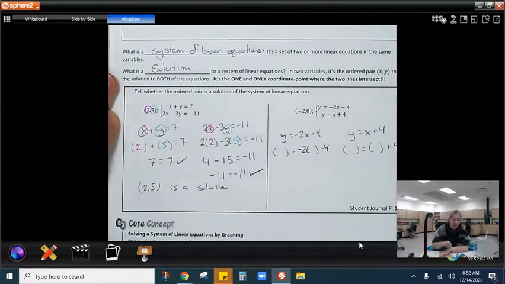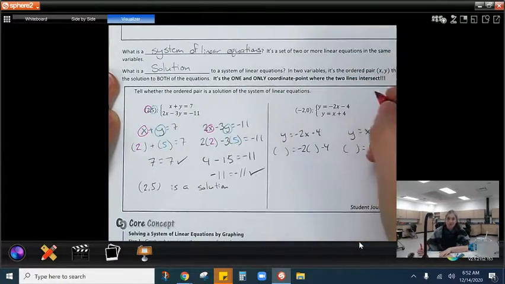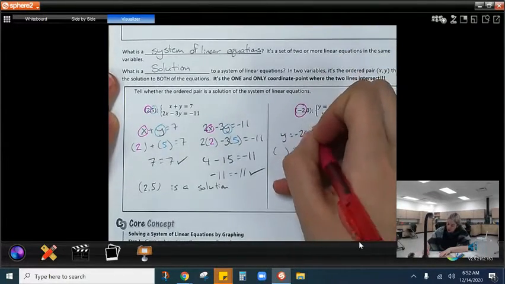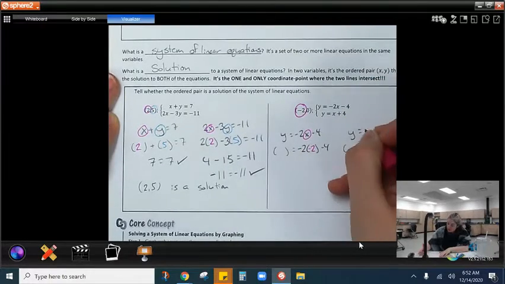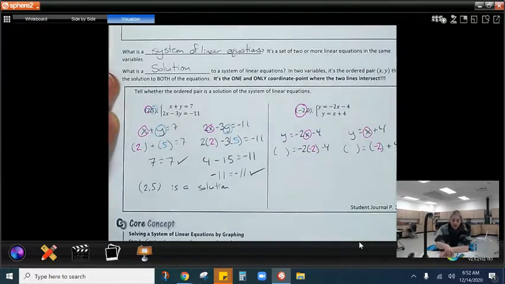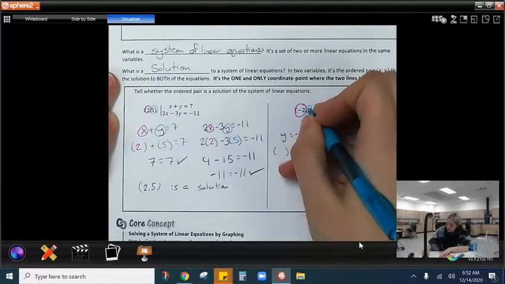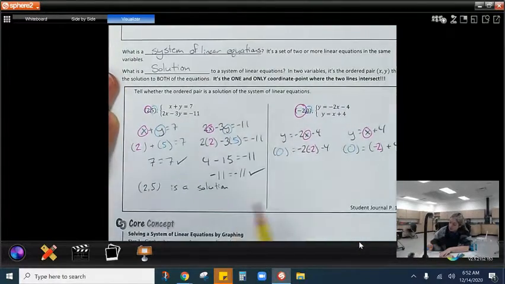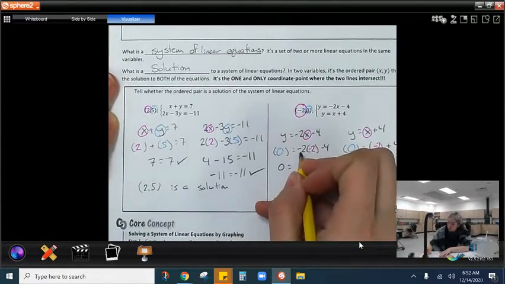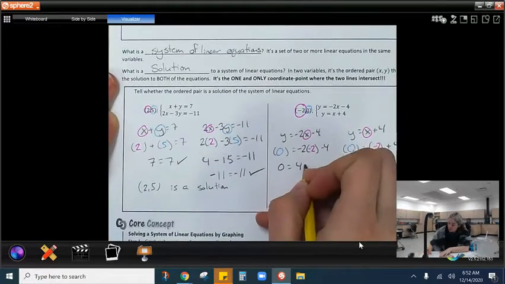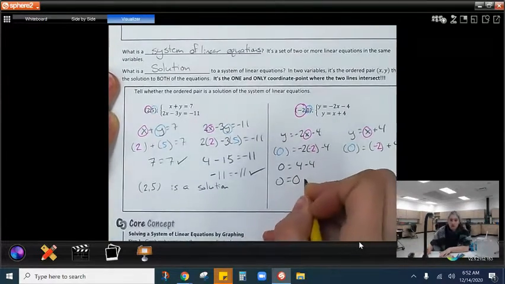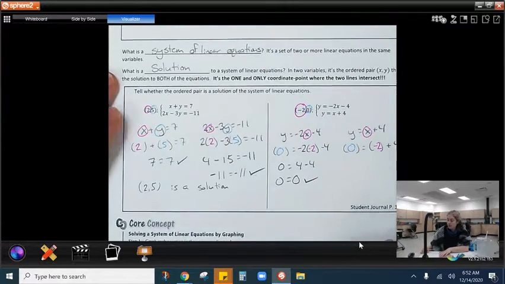All right, let's check out this one. My tongue's tired this morning. So we've got negative 2 for our x, so I'm going to plug in negative 2 there and here. And then we've got a 0 for our y. And we're going to see if this one works. So we have 0 is equal to, well, negative 2 times negative 2 is a positive 4. 4 minus 4 is 0. Does 0 equal 0? Yes. So it's a solution for that one.